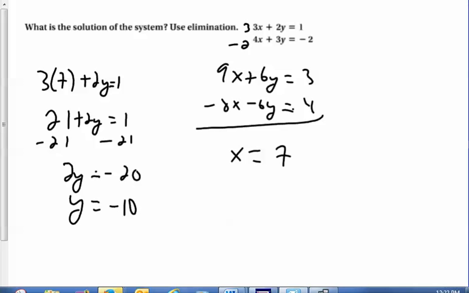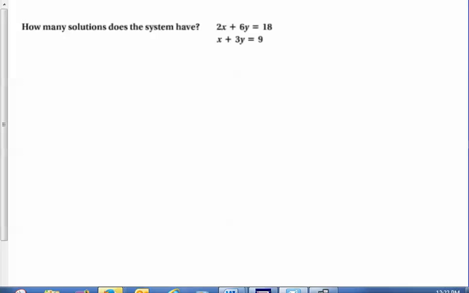Okay? On how many solutions does this system have, that one we're actually going to talk about in class. We'll talk about the types of solutions. You either have one solution, no solution, or infinite solutions.